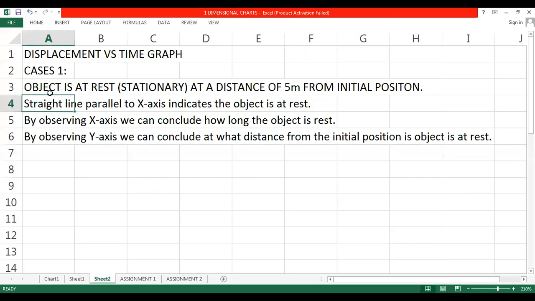Sir, if the displacement is zero, then why we have taken 5 as a... No, Om. The displacement is not zero. I am saying the object is... Chalo, let me share it again. Okay, let me share that again. Look at it, what I have said. Om, listen. I said the object is at rest, means the object is not moving. But the object is not at the initial position. The object is at a distance of 5 meters from the initial position.